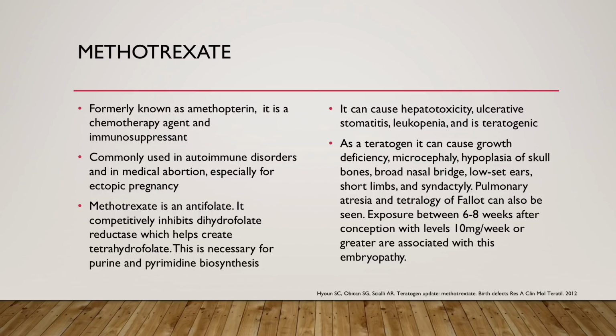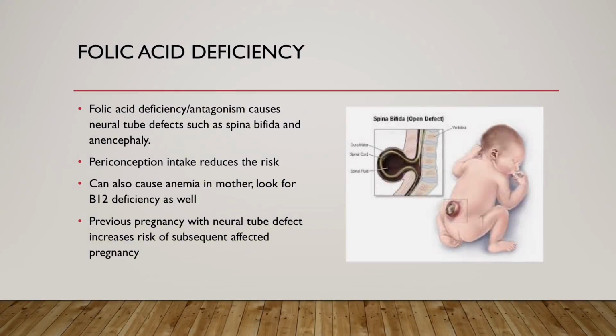Exposure between 6 to 8 weeks after conception with levels of 10 milligrams per week or greater are most associated with methotrexate embryopathy. So this brings us to folic acid deficiency as a teratogen in and of itself. Folic acid deficiency or antagonism can cause neural tube defects such as spina bifida and anencephaly, which means a lack of the brain. Periconception intake reduces the risk.